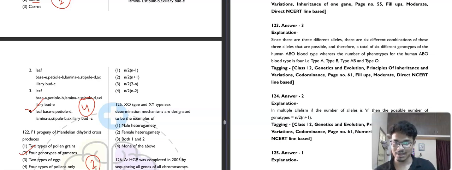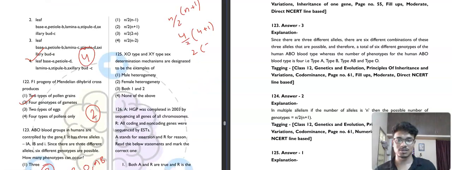So here n divided by 2, and then n plus 1. Here 4 divided by 2, and then 4 plus 1. So this is for multiple allelism. We are just putting n equal to 4. Just see an example: suppose n is the number of alleles, it will be 10. In multiple allelism, this will be the formula. Second option.